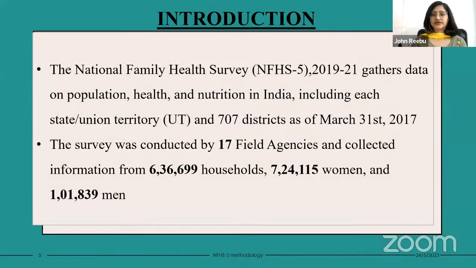National Family Health Survey 5, which further I'll be referring to as NFHS-5, is a national survey which has gathered data on population, health, and nutrition in India. And it has included data from all the states and all the union territories and 707 districts as of March 31st, 2017. And the survey was conducted by 17 field agencies and it collected information from 6,36,699 households, 7,24,115 women, and 1,01,839 men.